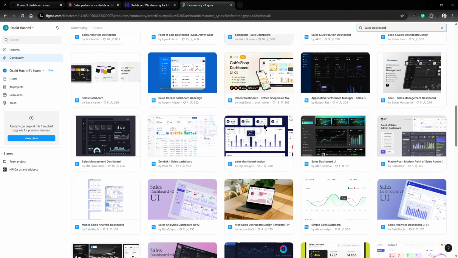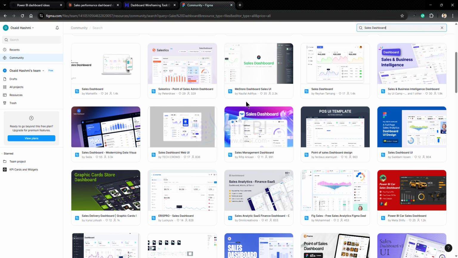So for example, there would be some dashboards where you would find only the images of the dashboards, whereas there would be some dashboards where you can find the reusable components. And that is what we are going to use.